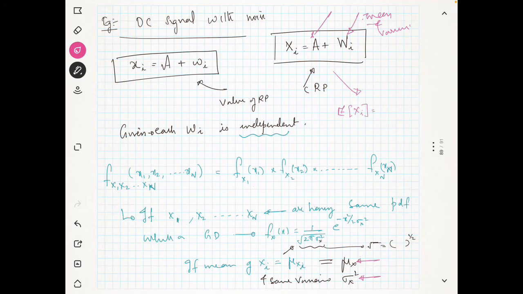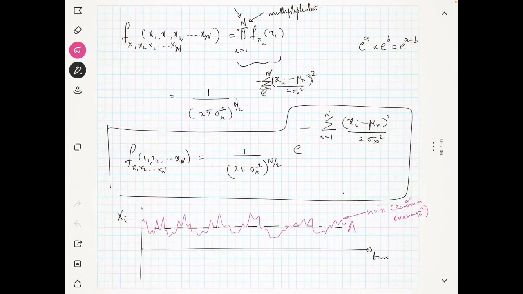The expected value of xi is nothing but expected value of a plus expected value of wi. But you know that a is a constant, so it is a plus expected value of wi. Usually wi is a 0 mean noise, so it will be equal to 0. Then expected value of xi will be equal to a. This is your mu x. So mu x will be a in this problem. This is a very important notion that we will see later in estimation theory, so please note this.